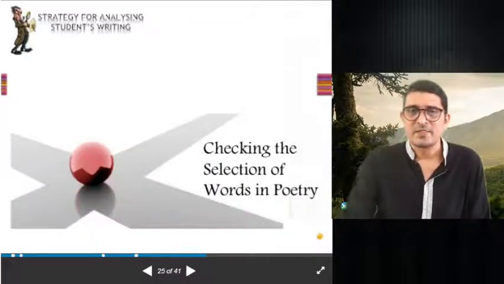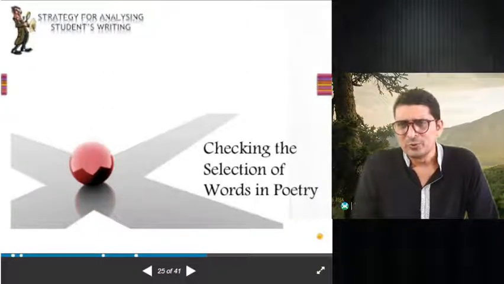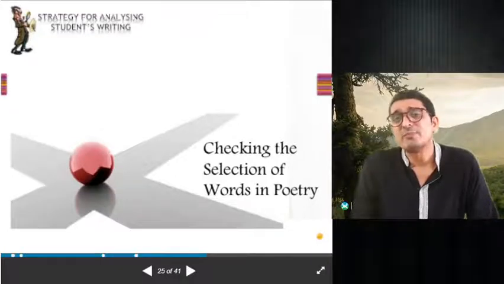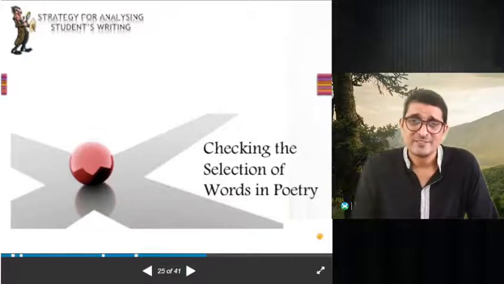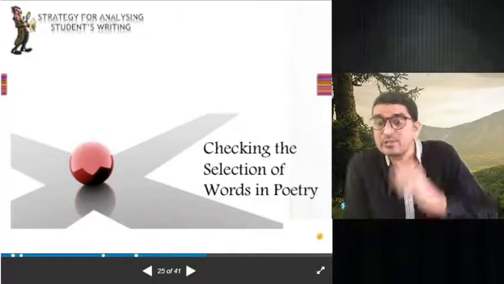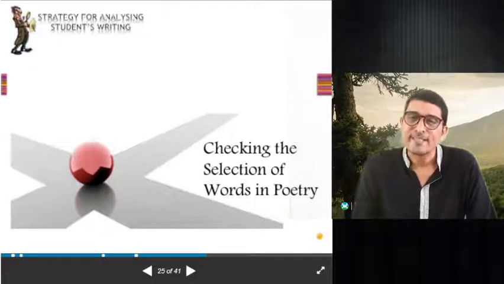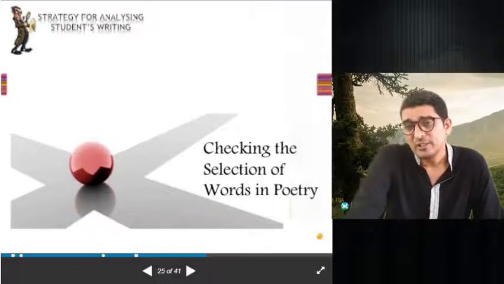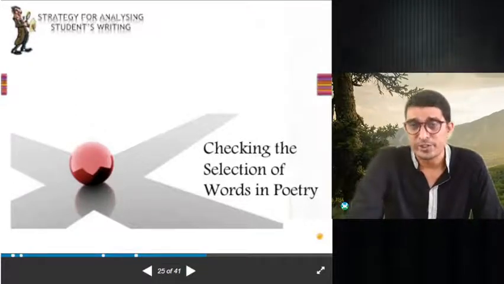Then checking the selection of words in poetry. When you value the poems written by your students, check whether they were able to select some beautiful words, some attractive words, some charming words, some rhyming words. Poetry has different rules and regulations, and these rules and regulations should be taught during the earliest stage of education. So you should check the selection of words in poetry, whether they are attractive, whether they are poetic words or not.